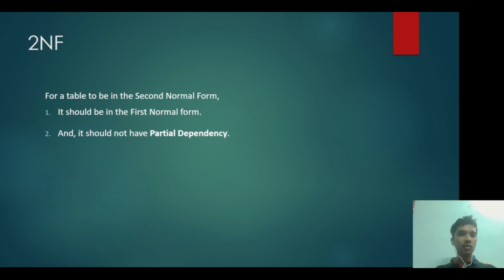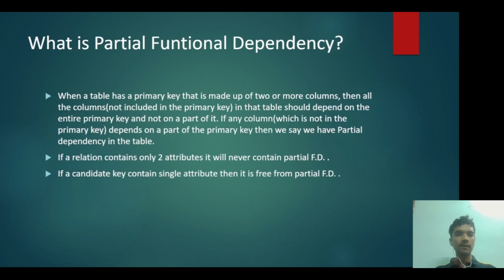2NF. For a table to be in 2NF, it should be in first normal form and it should not have partial dependency. What is partial functional dependency? When a table has a primary key that is made up of two or more columns, the columns not included in the primary key should depend on the entire primary key, not a part of it. If any column which is not part of the primary key depends on part of the primary key, then we say we have partial dependency in the table. If a relation has only two attributes, it will never have partiality. If the candidate key contains only a single attribute, then it is free from partiality.